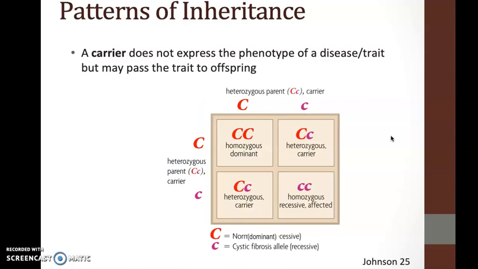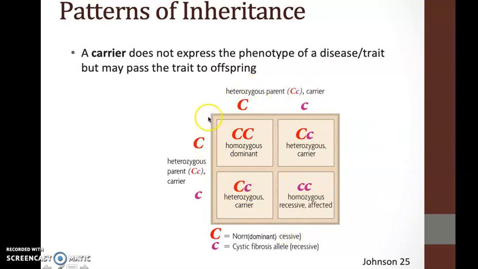We have different types of traits. Not all of them are simple monohybrid like we've been talking about, and not all of them fit perfectly into a Punnett square. Specific people can be carriers, which means they don't have the trait, but they can pass that trait on to other people. For example, a tall pea plant might be heterozygous, which means it has the allele for short, but it doesn't express short.